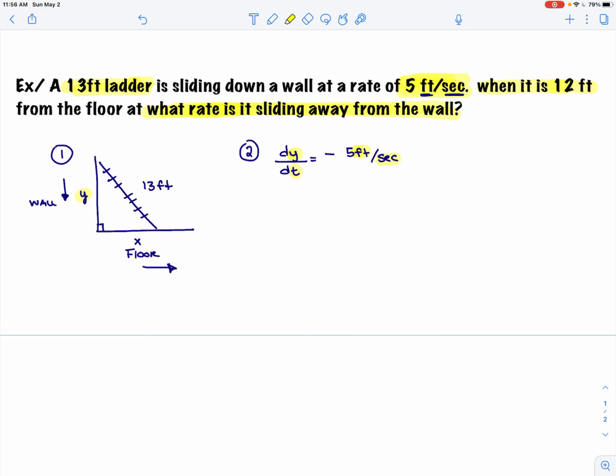So the units told me what the variables were. And it was down the wall, so it was the Y variable. And I'm looking at when it is 12 feet from the floor. So that means when X is 12. So that's the moment at which I'm pausing the video, when X equals 12. So the distance from the floor clearly is X in my diagram. So that's what I mean about putting everything in terms of your variable.